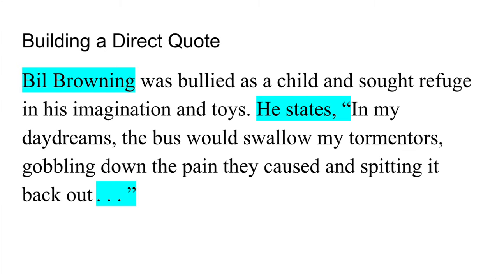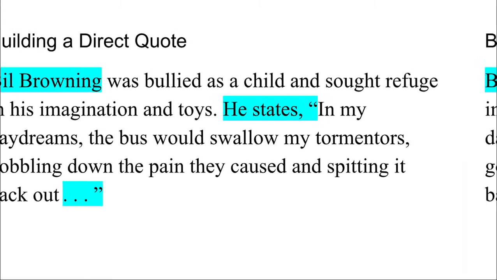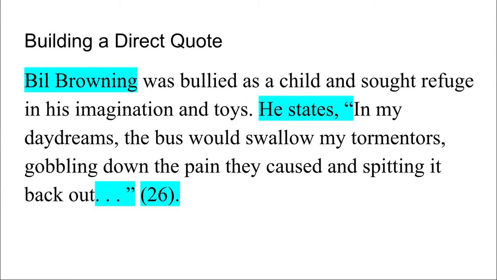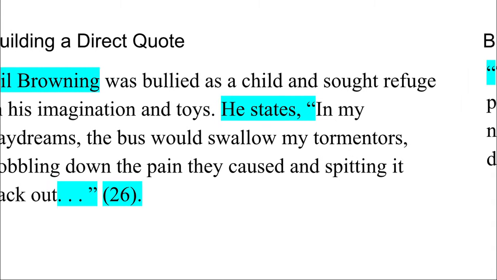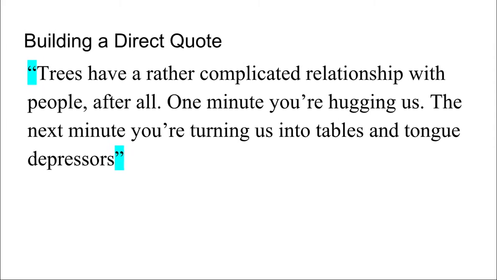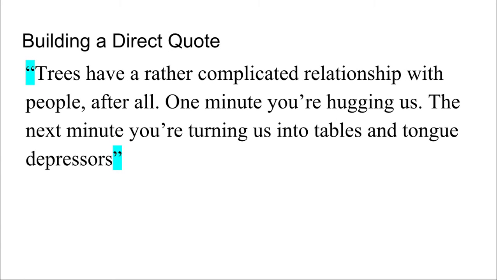For that reason, we end the sentence with an ellipsis, the three dots. Then we add our final quotation mark, and then the parenthetical citation, which includes only the page number, and then the concluding period. Let's build another direct quote. Notice that we have begun and ended the word-for-word quote with quotation marks and leave off concluding punctuation.